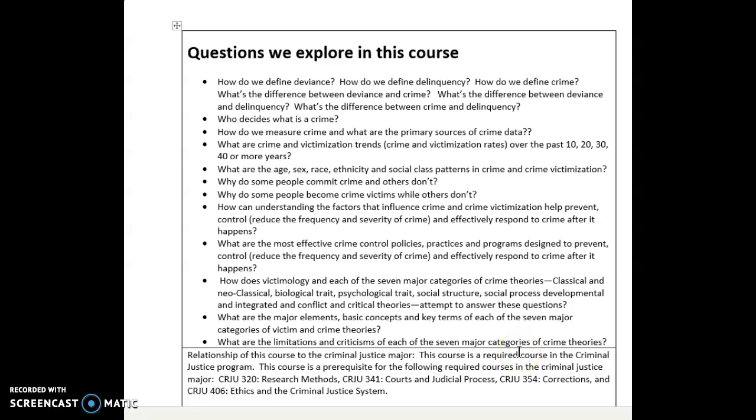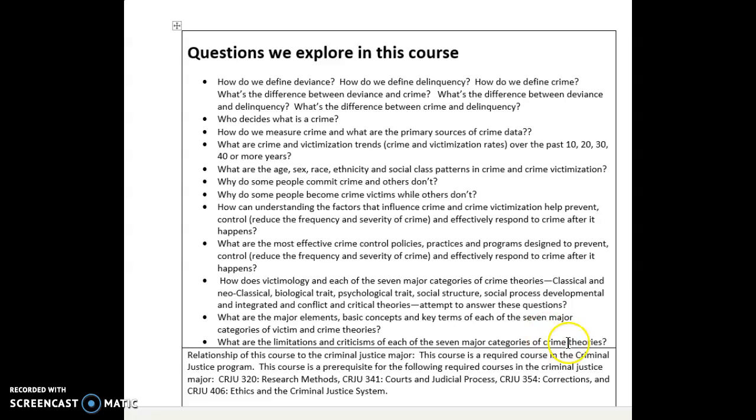It will be interesting, but it will be challenging. The biggest challenge in crime theory is there's no single theory that explains all crime, how to prevent all crime, how to effectively respond to crime. There's no one theory that explains all crime victimization. So that can be frustrating for students. But there are lots of theories, and we will be covering those major theories.